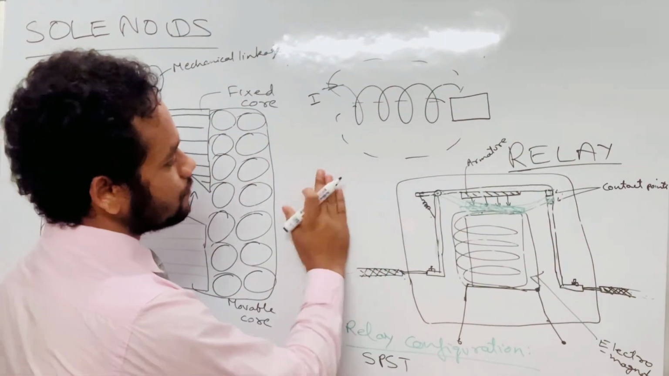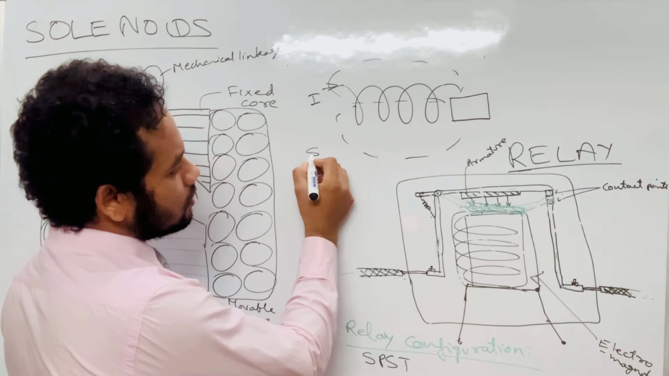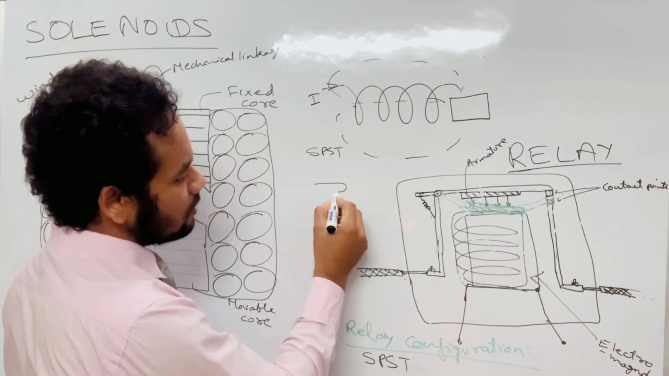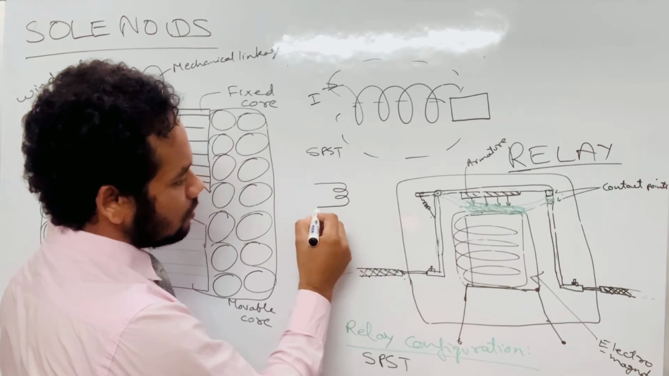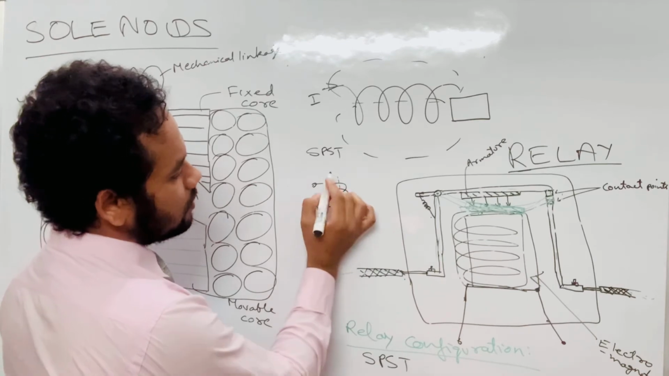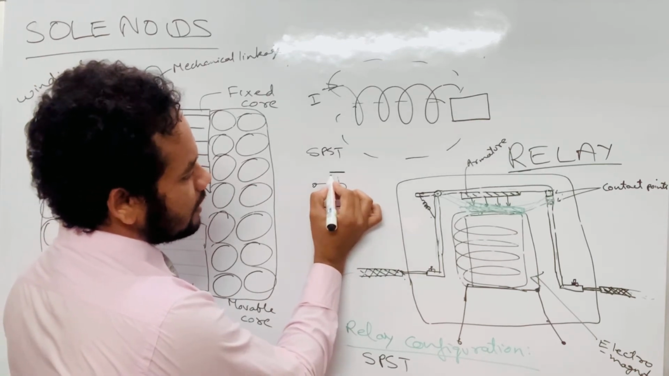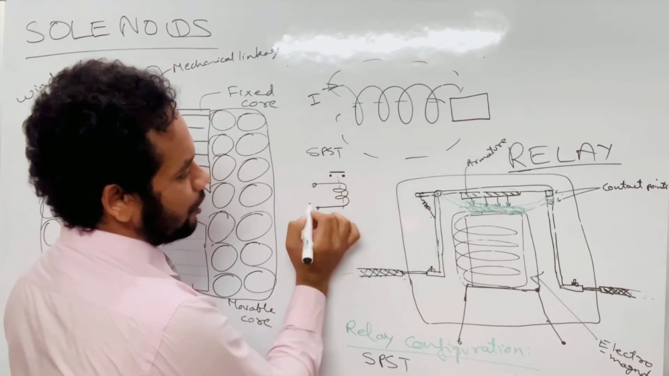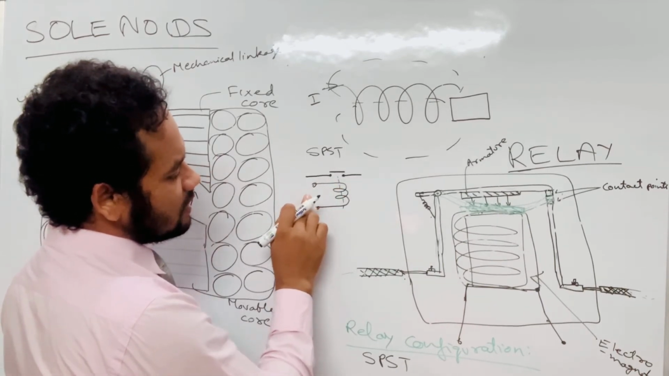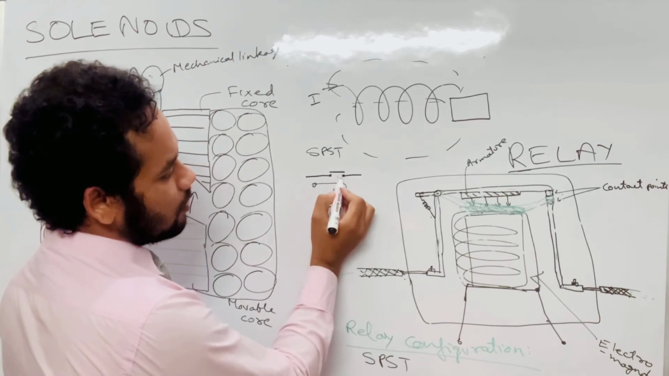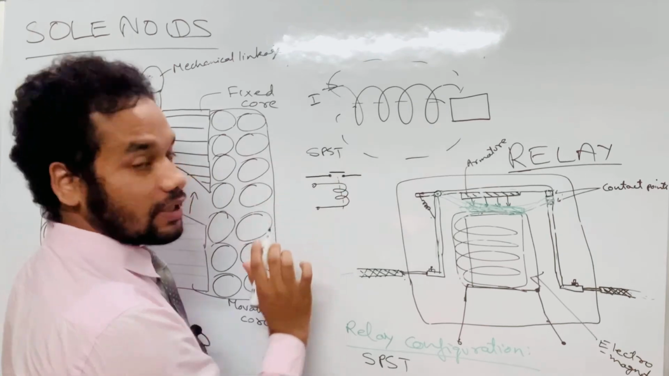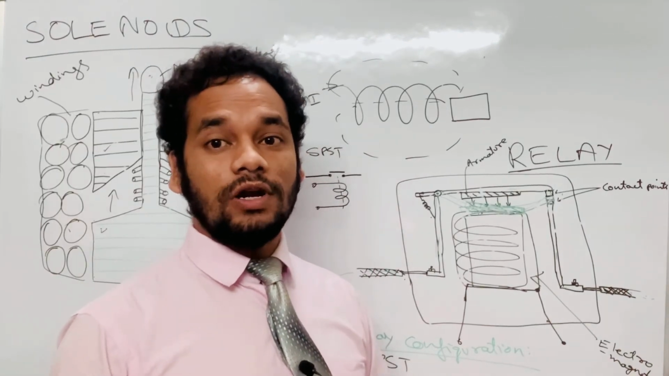Friends, if I ask you to draw single pole single throw, what I'll do is draw a coil like this, a core like this. This is the armature, and these two are the contact points. That means when this is energized, this contact will close. So this is called single pole, and the throw is also single. Now the other configuration is single pole double throw.